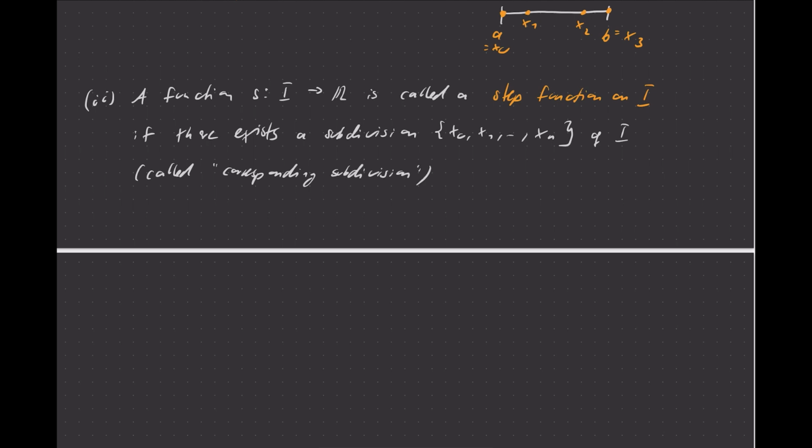With the following property, such that S is constant on the intervals xk minus 1 to xk, so between xk minus 1 and the next one, for k in n, so from 1 to n.